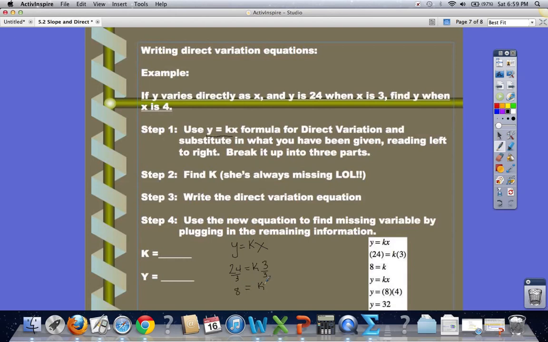Now, we finished the first two parts, and now we're ready to finish up the whole problem. I'm going to go ahead and put k as 8 over here since we found her. All right, then you go back to your equation, y is equal to kx.